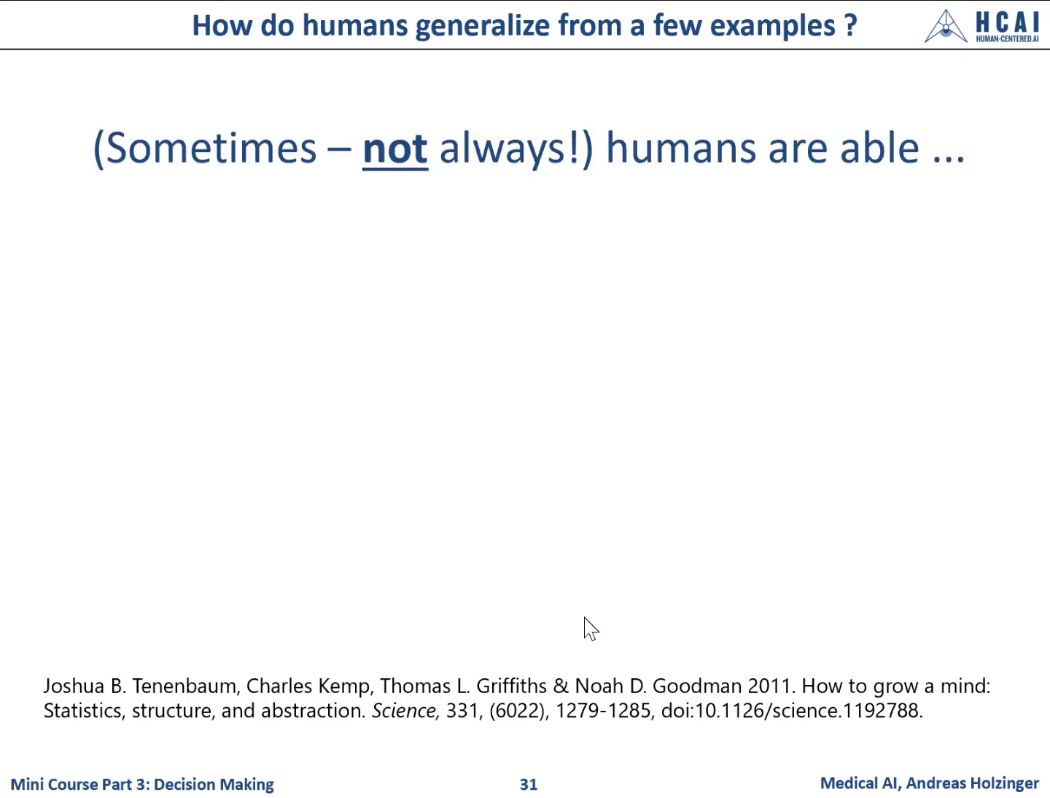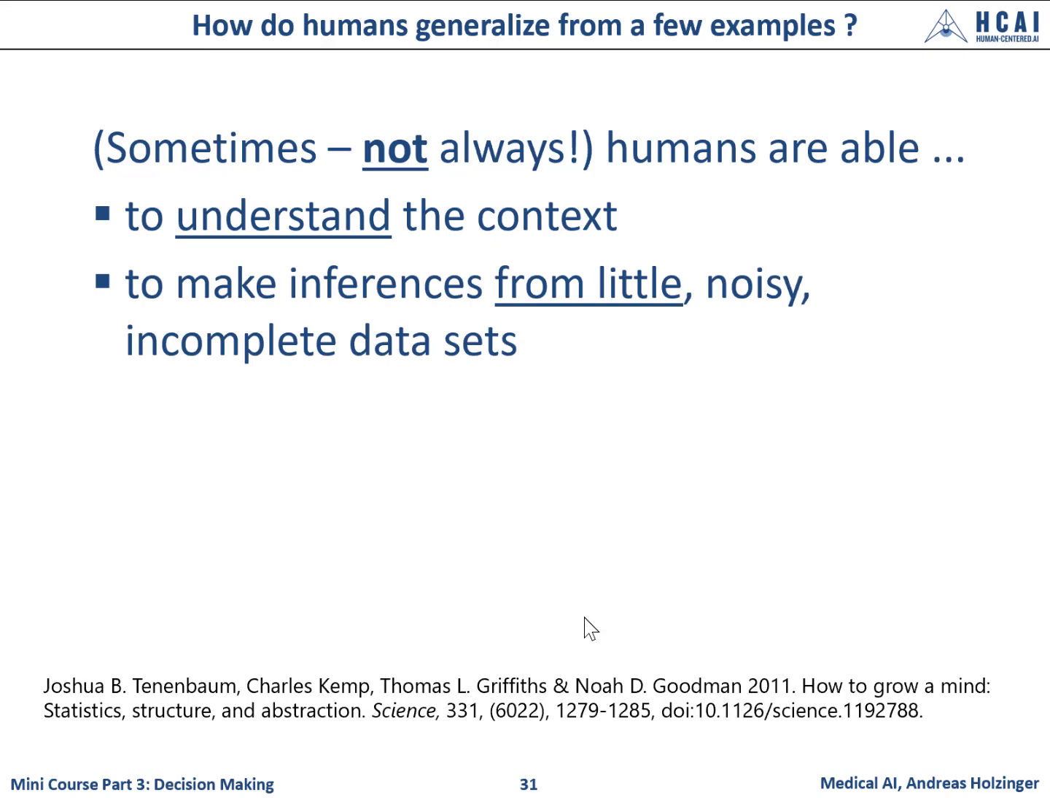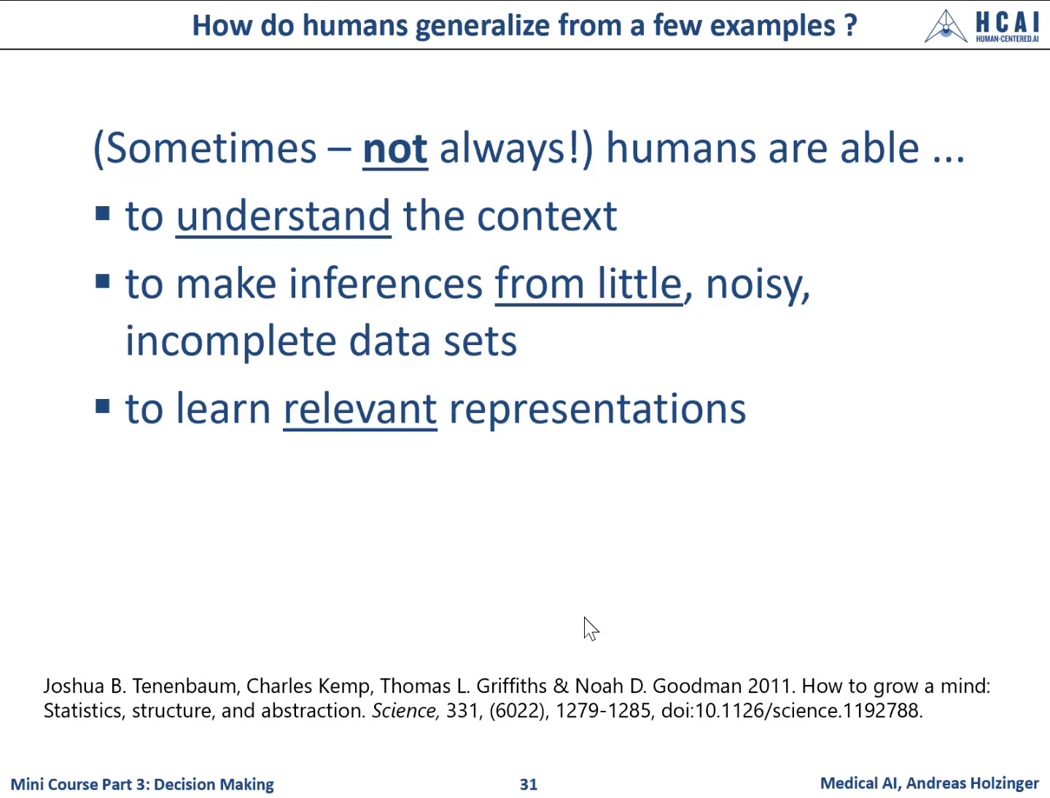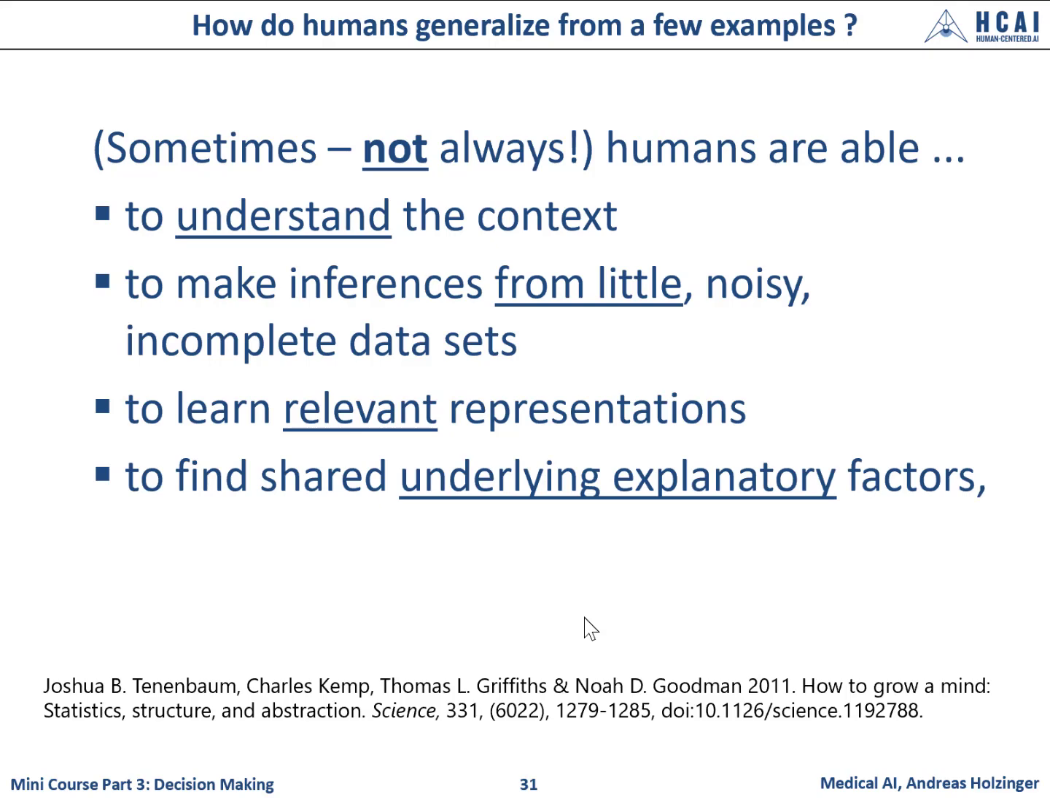So, for example, sometimes, not always, humans are able to understand the context. This understanding, no computer on this planet can do. Then to make inferences from little, even from noisy and even from incomplete data sets. There are several studies which beautifully demonstrate that you can do that. Then to learn what is relevant, and I emphasize here, I have underlined, relevant. So what is relevant? This is really an important question. And to find this shared underlying explanatory factor.